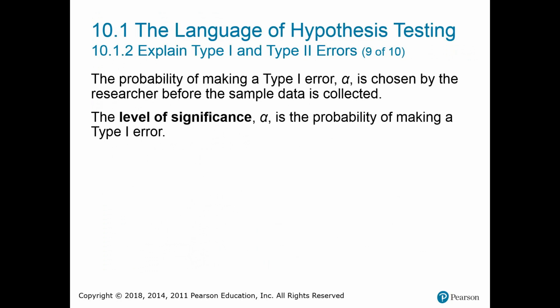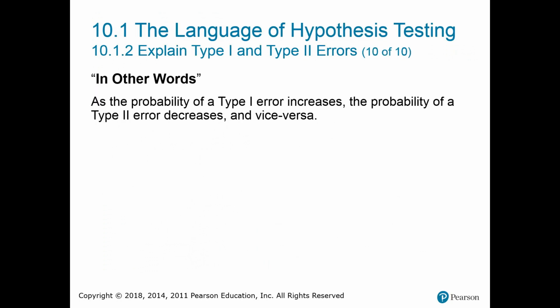The probability of making a type 1 error, which we call alpha, is chosen by the researcher before the sample data is collected. The level of significance, alpha, is the probability of making a type 1 error. So in other words, as the probability of a type 1 error increases, the probability of a type 2 error decreases, and vice versa.